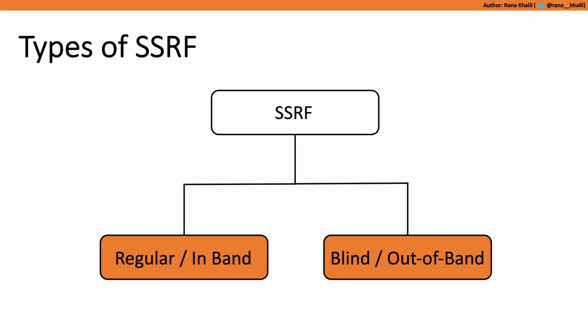So in this scenario, in order to prove that a vulnerability does really exist, you need to force the application to make a DNS or an HTTP request to an attacker-controlled server, let's say Burp Collaborator. And if you get the request on your server, that means that the application is vulnerable to SSRF. If you don't get the request, that means it's highly likely that the application is not vulnerable to SSRF.